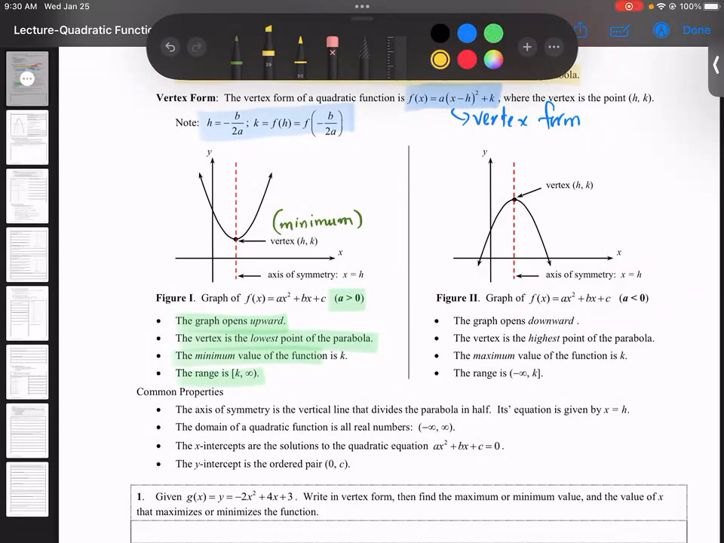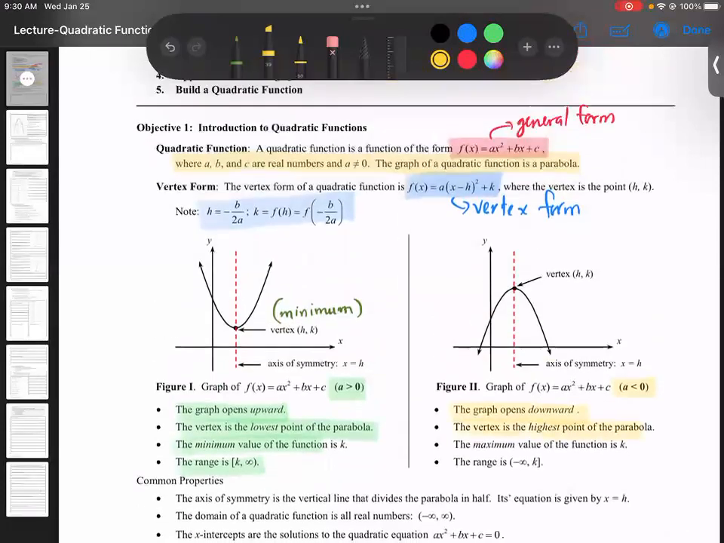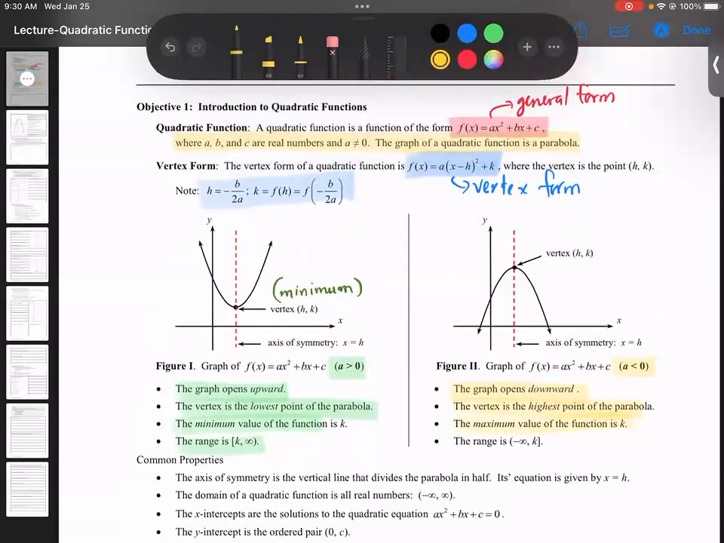What if a is less than 0? Then the graph opens downward, sad face. Vertex will be your maximum, and then the range will be from negative infinity up to k.